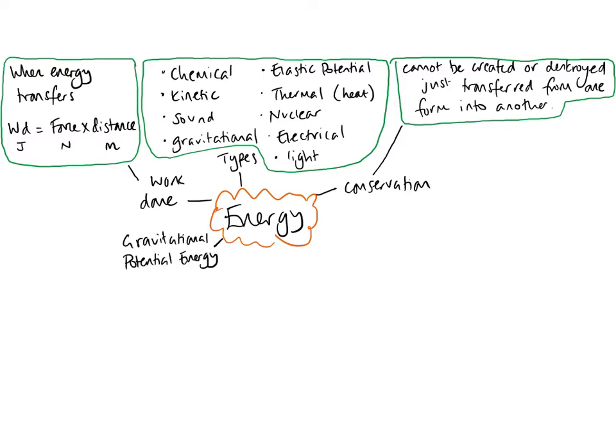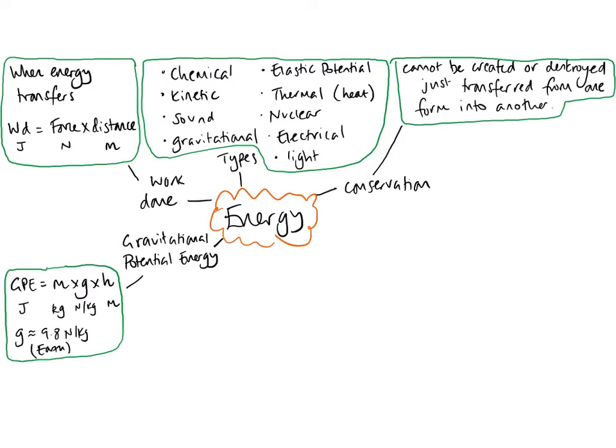If we look now at gravitational potential energy, that equals mass times gravitational field strength times height. And again, because gravitational potential energy is a type of energy, it's measured in joules. Mass is in kilograms, gravitational field strength is newtons per kilogram, so N/kg, and height is measured in meters. You get given the value in the exam, but generally speaking, the value of g on Earth is 9.8, or can be rounded to 10, newtons per kilogram.